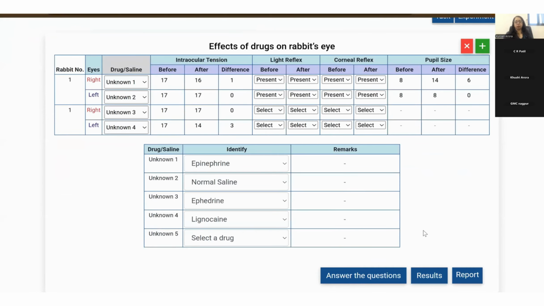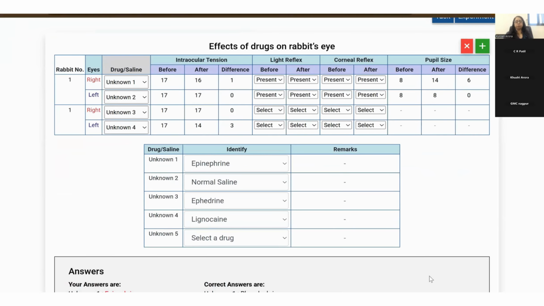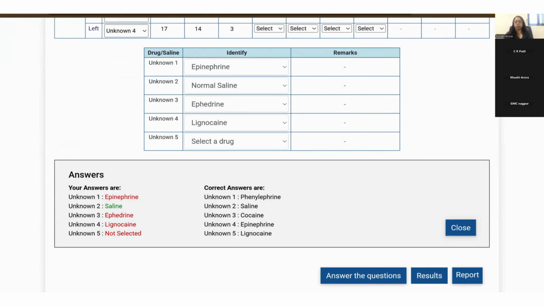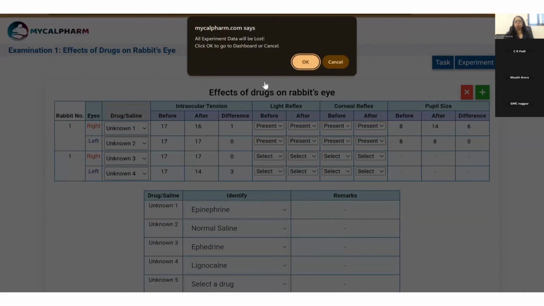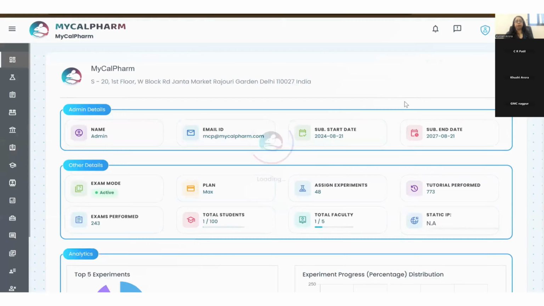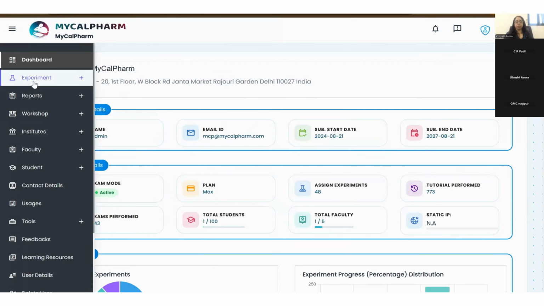If the faculty is around and doesn't want to see the report, they want to write it and check it here only. This is the result one. For the faculty, a pop-up will be there, by which you can enter the same passcode which you entered when you were creating the exam. And then after that, you will be able to see the result here. So this is the one examination mode which I was about to show you, effect of drug on rabbit eye. And similarly, all other examination modes are there.